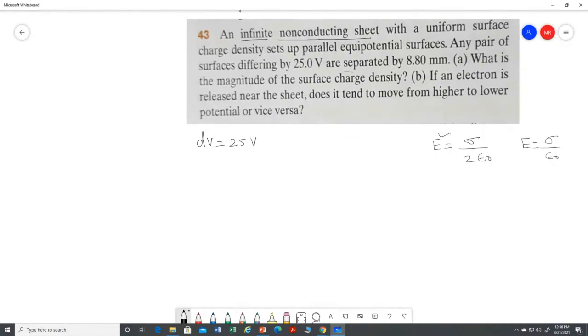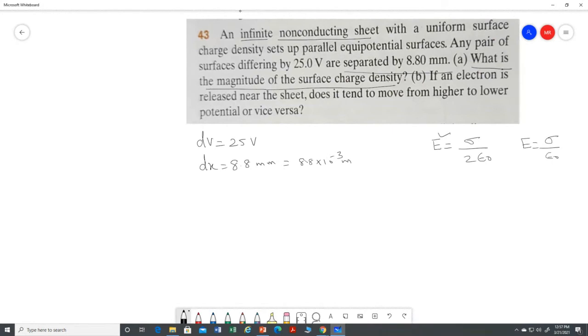And how much are these two surfaces separated? The two surfaces are separated by 8.8 millimeter. If you convert it to meter, 8.8 multiplied by 10 to the power of minus 3 meter. So you have two equipotential surfaces, but one sheet producing them. These two surfaces have a change in potential of 25 volt, and the distance between the two surfaces is exactly 8.8 millimeter. Clear? Now you are going to find the magnitude of the surface charge density.